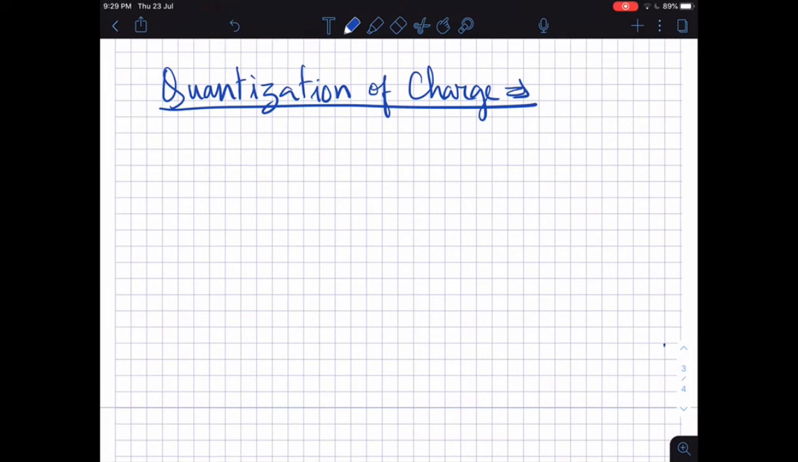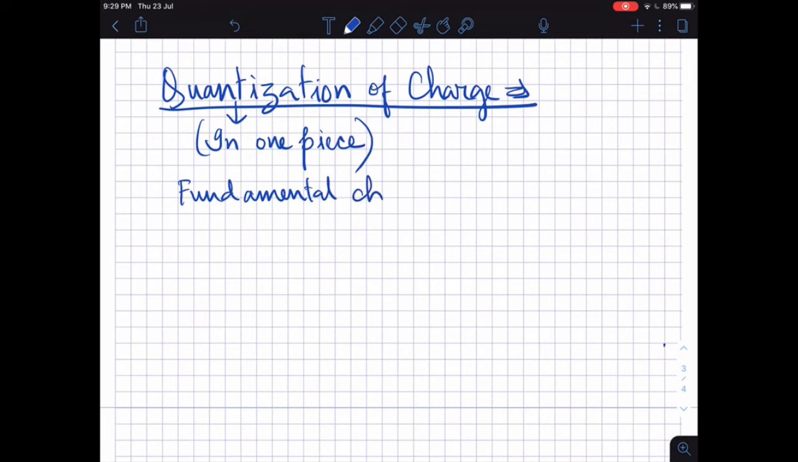Now let's talk about quantization of charge. So what does quantization mean? Quantization means in ones, which means you cannot have a fraction. You cannot have a fraction of charge, but a fraction of what? A fraction of the fundamental charge. So what is the fundamental charge? The fundamental charge is the charge carried by one electron, which is equal to 1.602 into 10 to the power minus 19 coulomb.